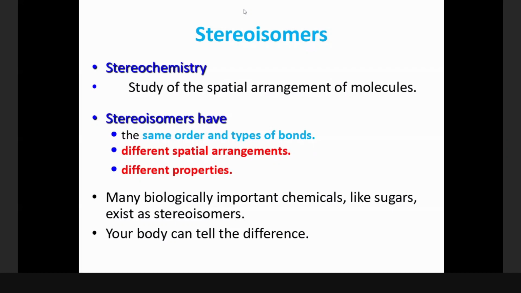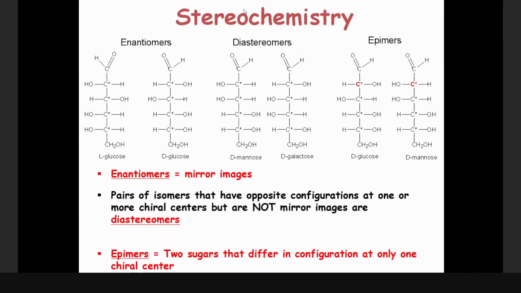Stereoisomerism is simply the study of the spatial arrangement of molecules. Stereoisomers have the same order and the same type of bonds, but different spatial arrangements, and they will have different properties. Our body will tell the difference. Now, what are enantiomers? Enantiomers are nothing but one being a mirror image of the other.